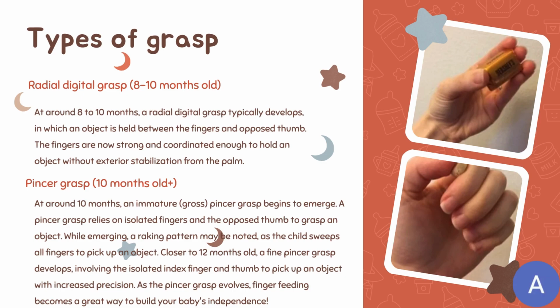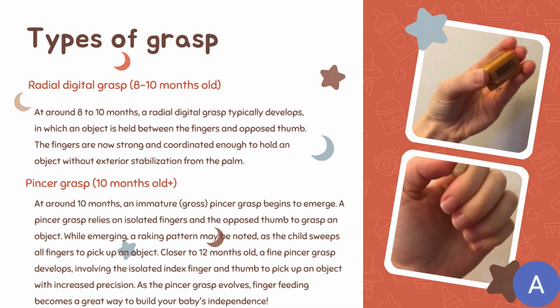At around 8 to 10 months old, a radial digital grasp typically develops, in which an object is held between the fingers and opposed thumb. The fingers are now strong and coordinated enough to hold an object without exterior stabilization from the palm. At around 10 months, an immature pincer grasp begins to emerge. A pincer grasp relies on isolated fingers and the opposed thumb to grasp an object. While emerging, a raking pattern may be noted as the child sweeps all fingers to pick up an object.